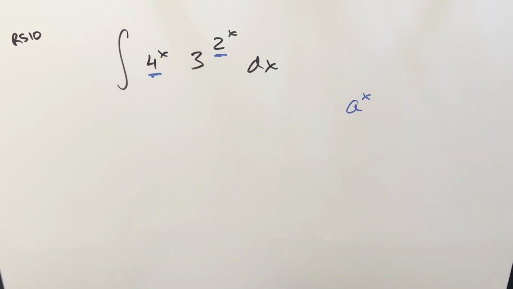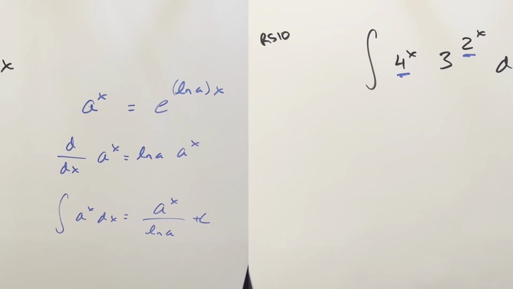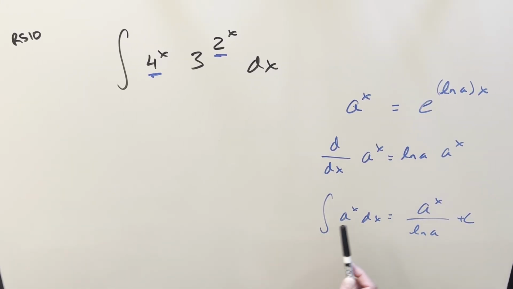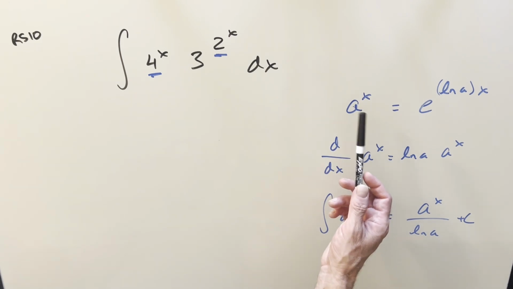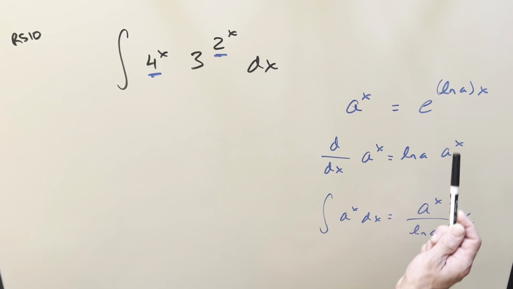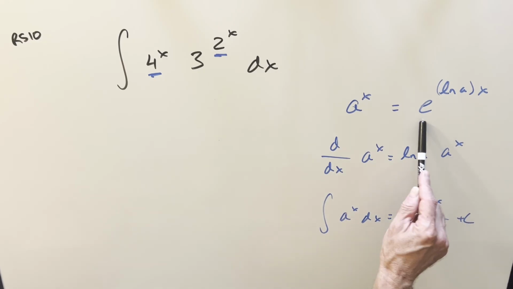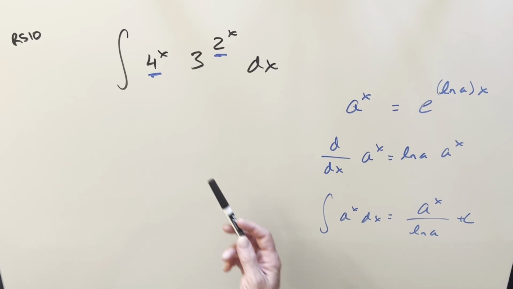I think we're definitely going to need to know how to integrate something like this, and we'll get that formula, and we want to know how to differentiate that. So we have our formulas over here to the right. This just comes from rewriting a to the x, where a can be 2 or 4 or whatever, with e as the base, and then just doing the normal business to differentiate or integrate it, we get this.